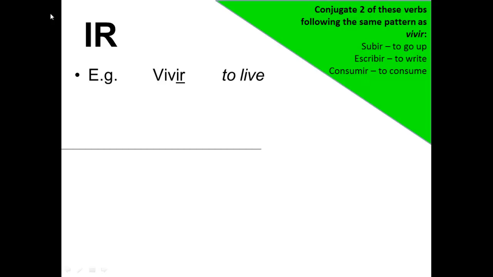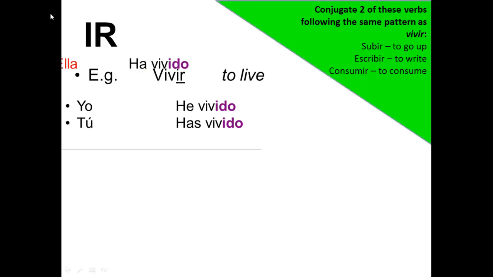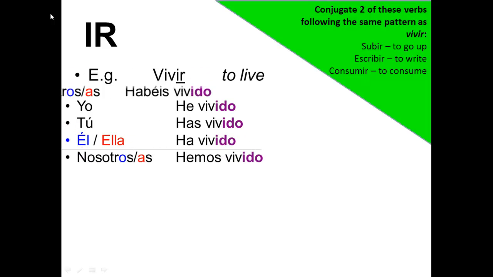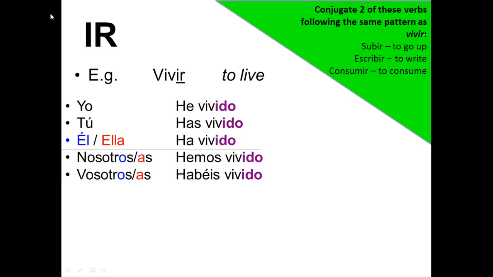Finally, we see an IR verb, vivir, to live. He vivido, I have lived. Has vivido, you singular have lived. Ha vivido, he or she has lived, and you formal have lived. Hemos vivido, we have lived. Habéis vivido, you plural have lived. Han vivido, they have lived, or you formal in a plural context have lived.